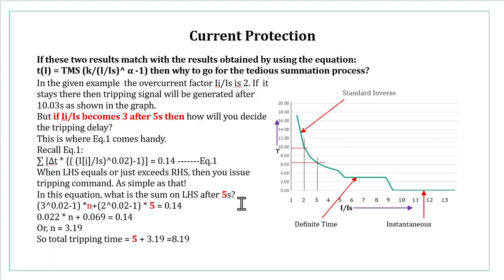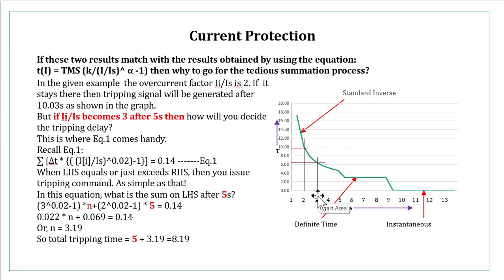So for 5 seconds, this ratio was 2, and then it did not trip because with this ratio of 2, you will take 10 seconds to trip. But now, after 5 seconds itself, it has moved over to 3. I upon R is equal to 3.